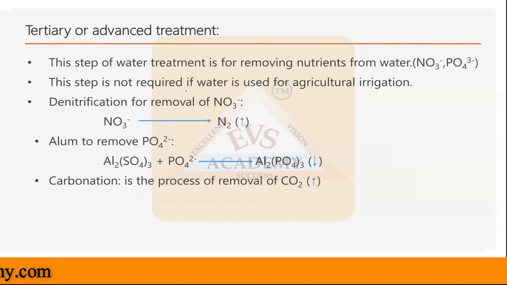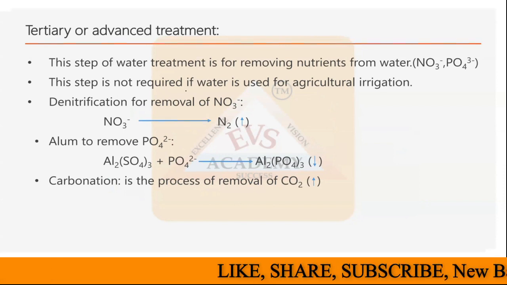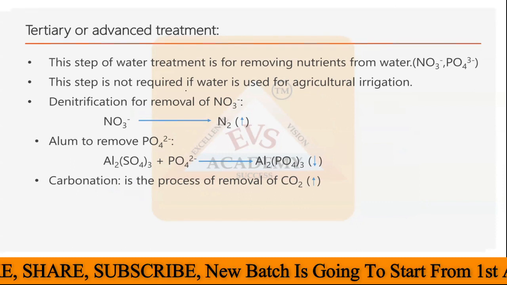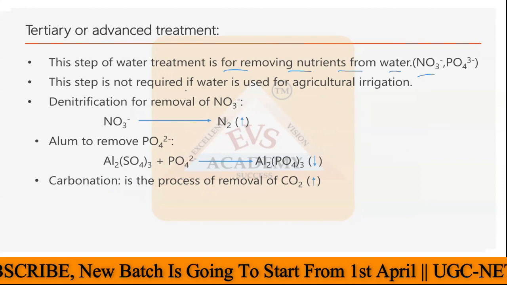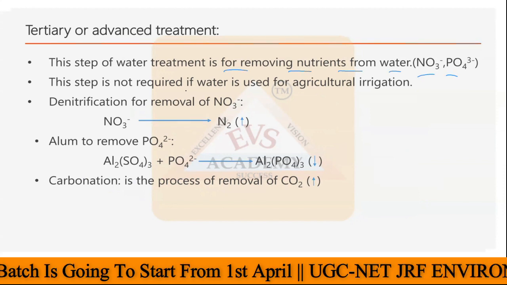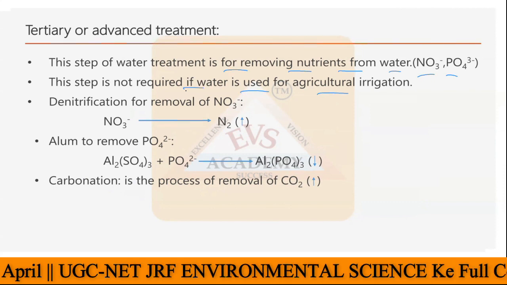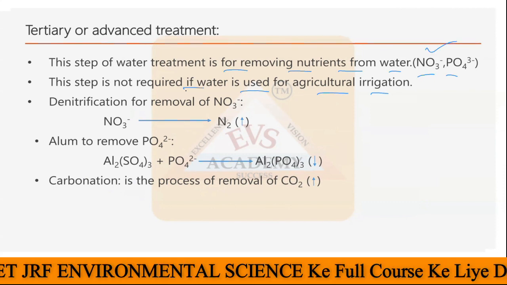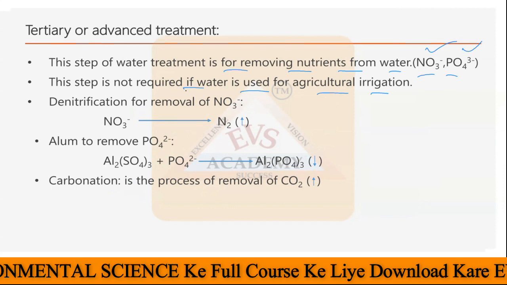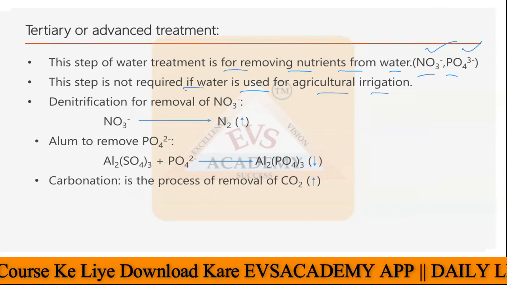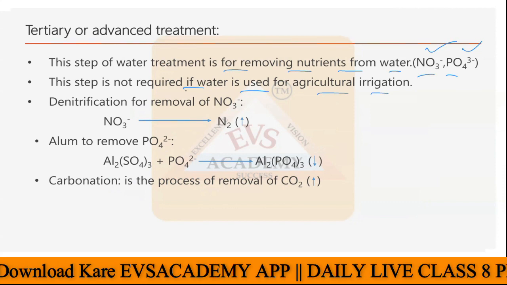Then we have the tertiary treatment also here. What is the tertiary or advanced treatment? Here very advanced treatment methods are used. This step of water treatment is for removing nutrients from the water like nitrate and phosphate, because nutrients are still present there. So this step is not required if water is used for agricultural irrigation. It is good to have nitrate and phosphate there. You can directly use that water. But if you want to use it for drinking or household purposes, then you have to remove these nutrients.